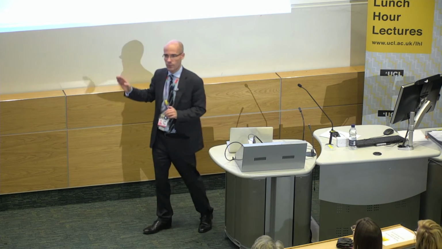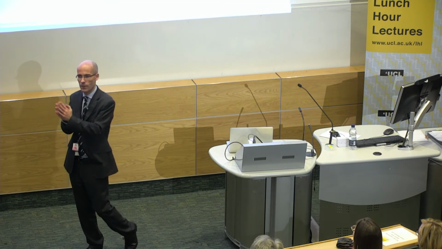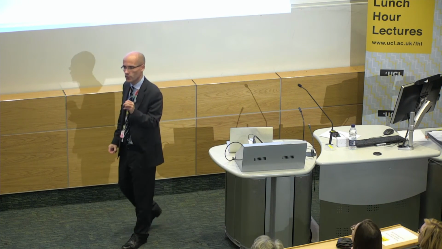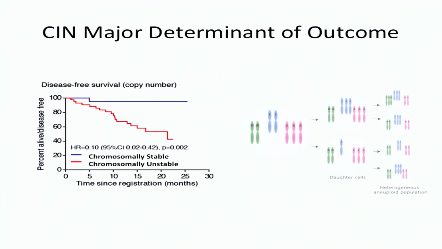There's no relationship between microevolution, point mutational heterogeneity, and outcome. There's no relationship that we can see, at least in the first 100 patients. But there's an incredibly strong relationship between the degree of chromosomal instability and outcome. In tumours that are chromosomally stable, patients do extremely well. Patients that have very chromosomally unstable tumours do very badly, and that appears to be independent of disease stage. So even within stage 1 or stage 2 cancers, this holds. So chromosomal instability, we think, is important.